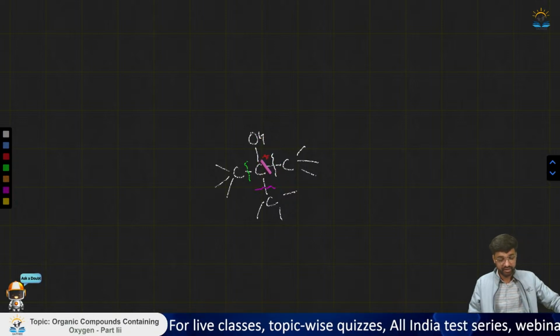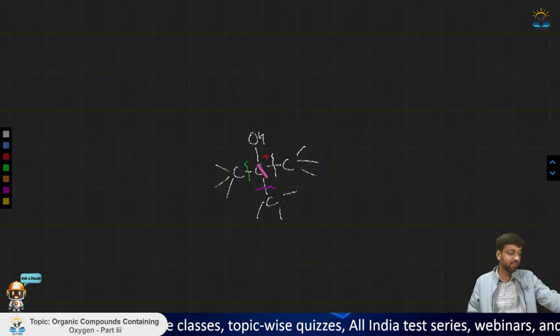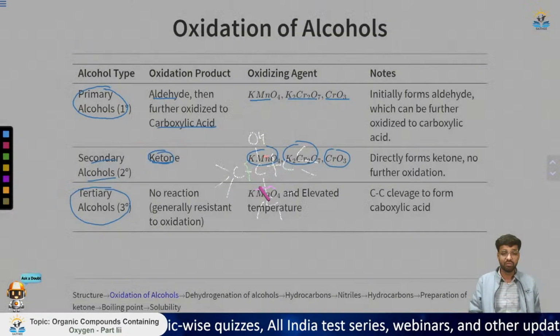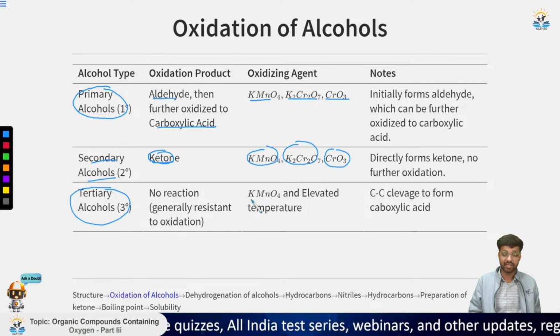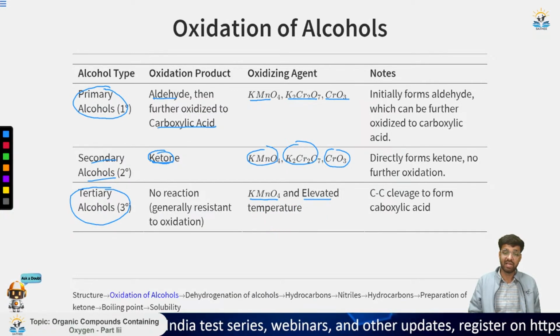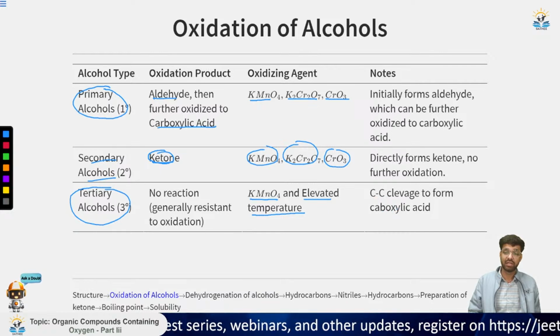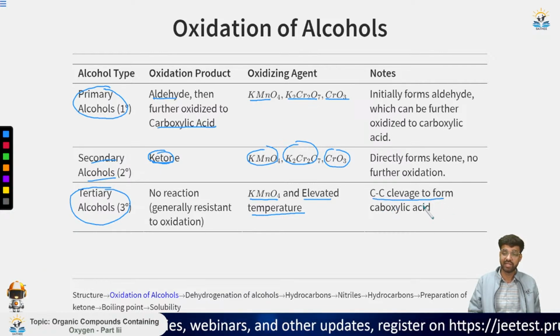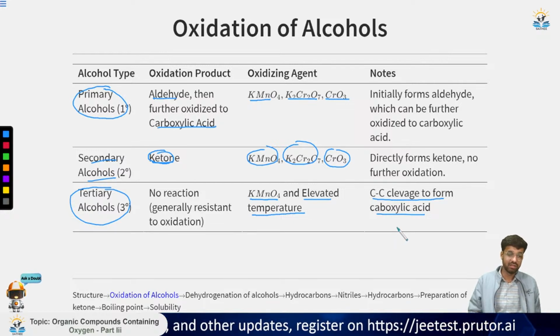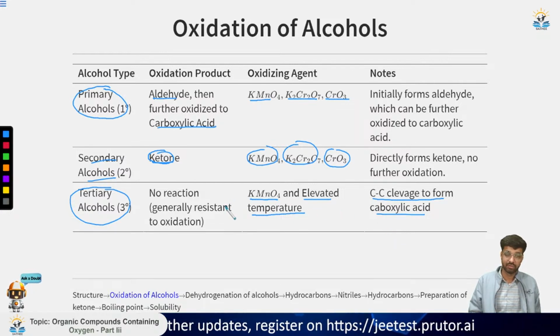Out of any three, we have to break one so that carbon can make a bond with this oxygen. The main tricky part is that it is very difficult to break a carbon-carbon bond since it is very stable. So we take a strong oxidizing agent like KMnO4 plus we add elevated temperature so that C-C cleavage takes place to form carboxylic acid. So this is about tertiary alcohol.